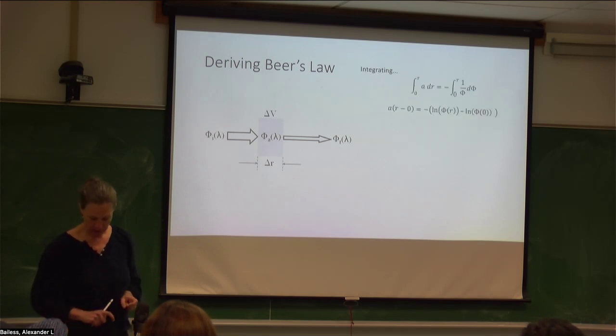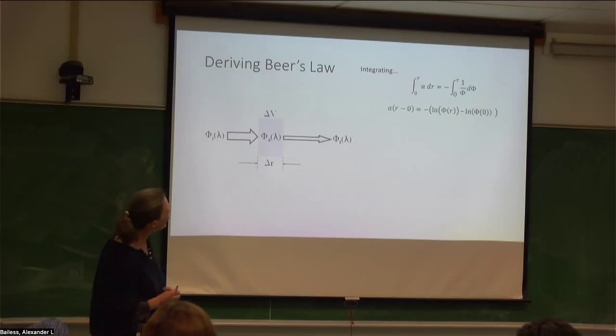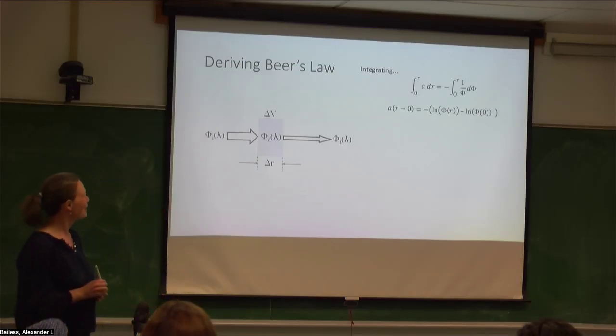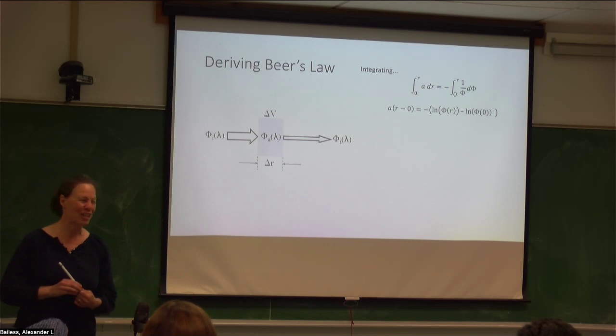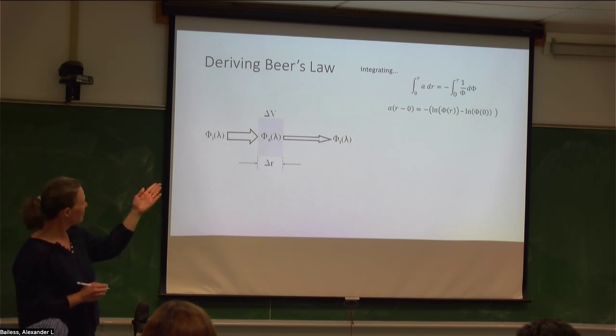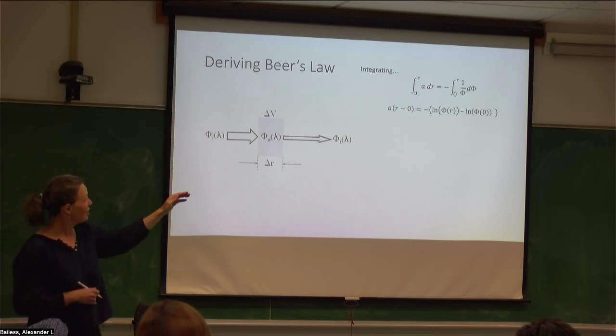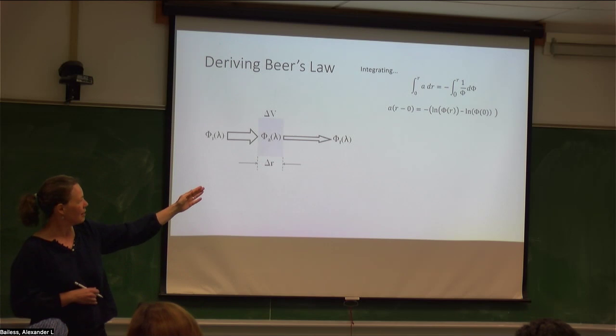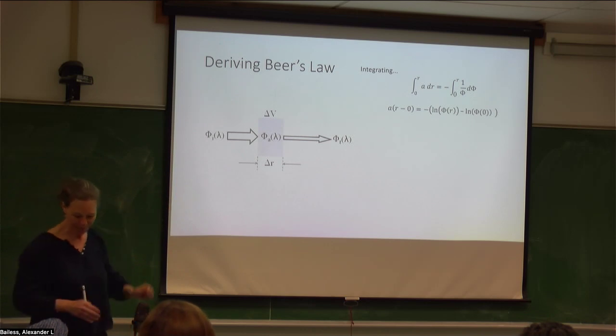And doing that, if you've forgotten how to integrate, sometimes it's good to relearn every now and then because it makes you feel good. So you should do it. So we can integrate both sides with respect to r and plug in our limits of integration, which I've done down here. So absorption times r minus 0 on either side of our volume equals minus log of phi at the r side minus log of phi at the 0 side.